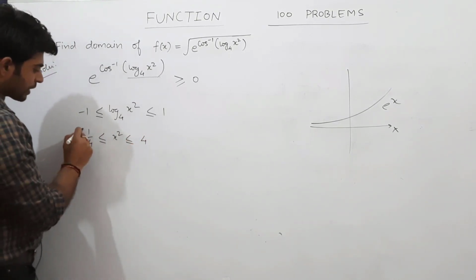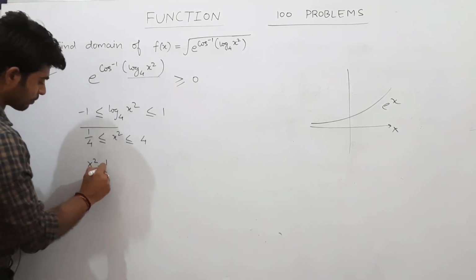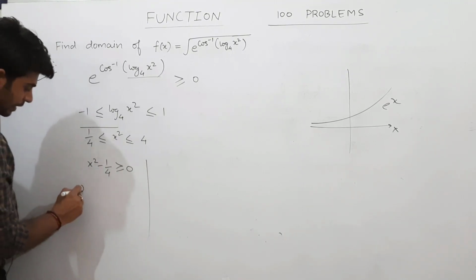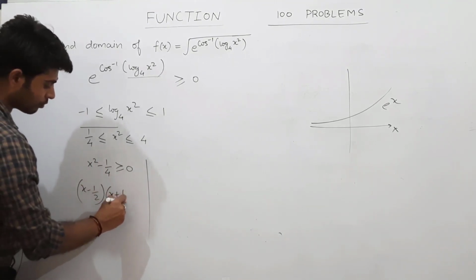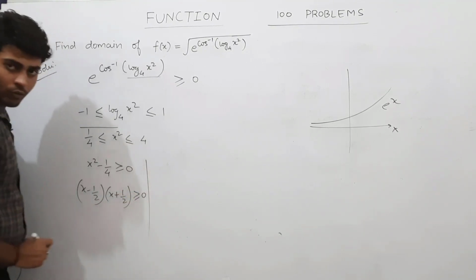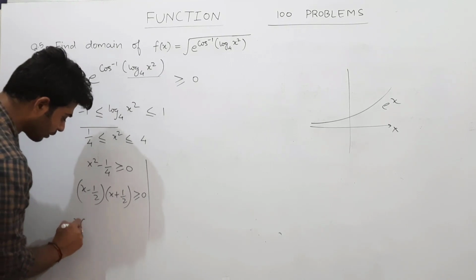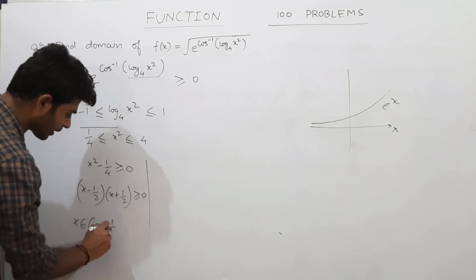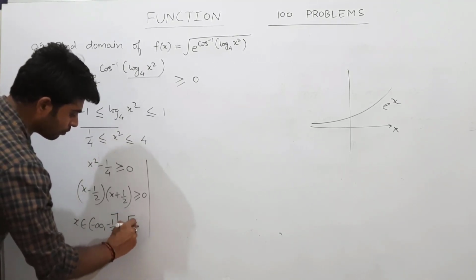On solving the left side inequality we will get x square minus 1 by 4 greater than or equal to 0. So it can be written as x minus 1 by 2 into x plus 1 by 2 greater than or equal to 0. Again applying the wavy curve concept, we will get x belongs to minus infinity to closed interval minus 1 by 2 union closed interval 1 by 2 to infinity.